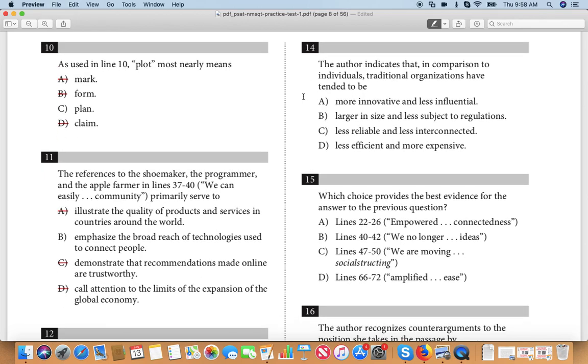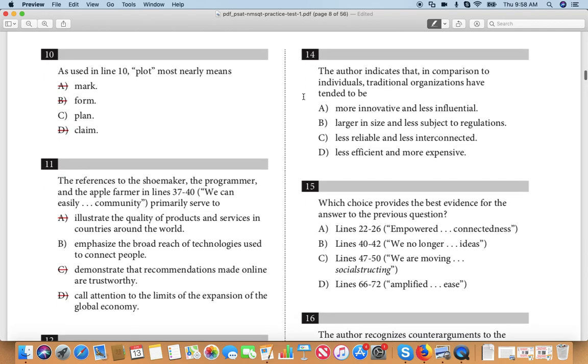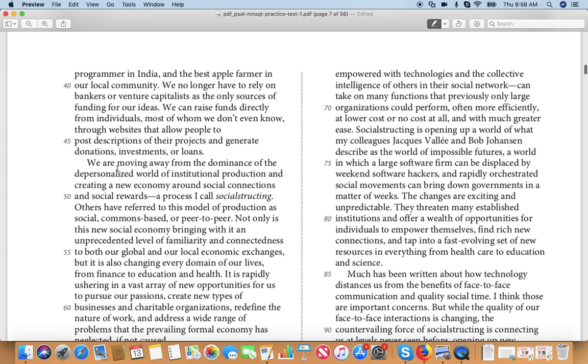Let's try answer choice C, lines 47 through 50. We are moving away from the dominance of the depersonalized world of institutional production and creating a new economy around social connections and social rewards, a process I call social structuring. Okay, do we see a comparison there between individuals and traditional organizations?